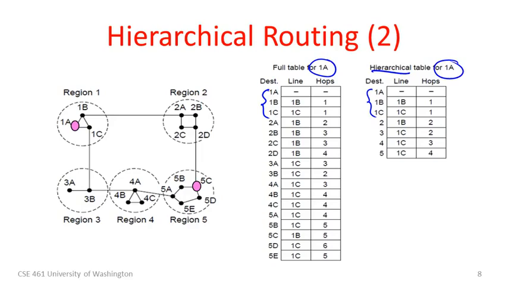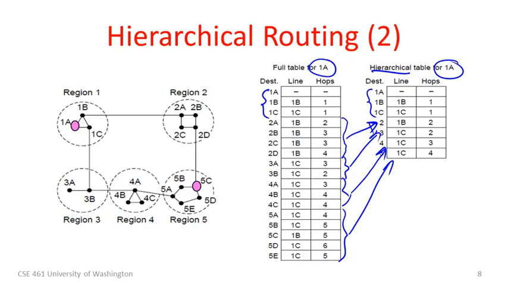If you look at the full table, it had 4 entries for region 2. That's collapsed into a single entry. We don't care about differences here. We just want to know which way to go to get to region 2. Similarly, region 3 has been collapsed into a single entry, and region 4 and region 5. Oops, my arrows are a little off there, but you get the idea. Okay, so we now have a much smaller table. We can also use it to route.